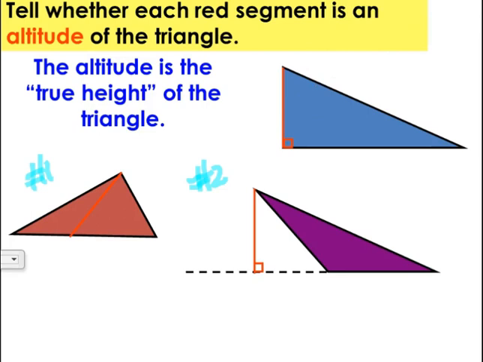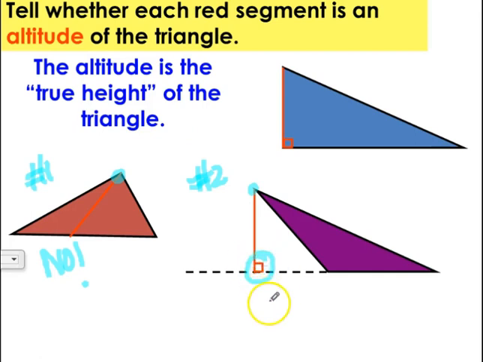So what do we know about altitudes? They have to intersect at a right angle and start at a vertex. So number 1, it starts at the vertex, but does it intersect the opposite side at a right angle? No, so this is not an altitude. Number 2, does it start at a vertex? Yes. Does it intersect the opposite side at a right angle?